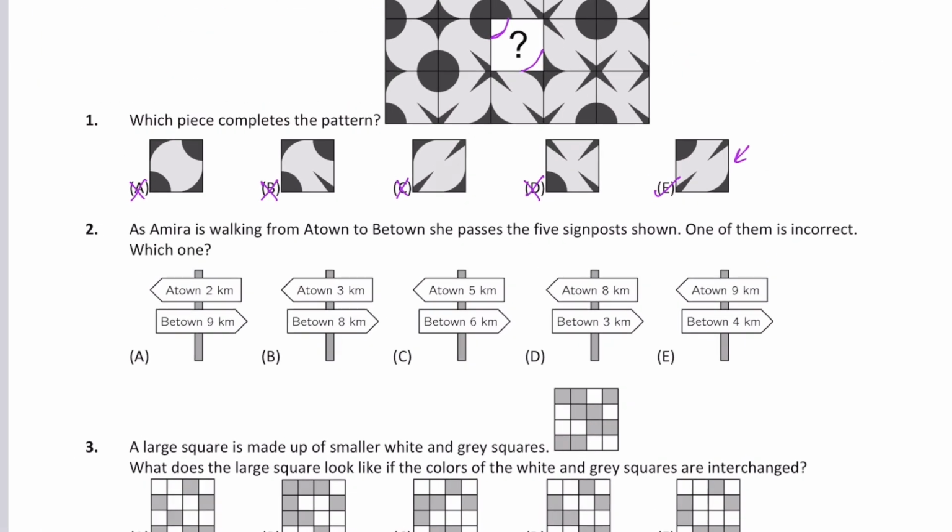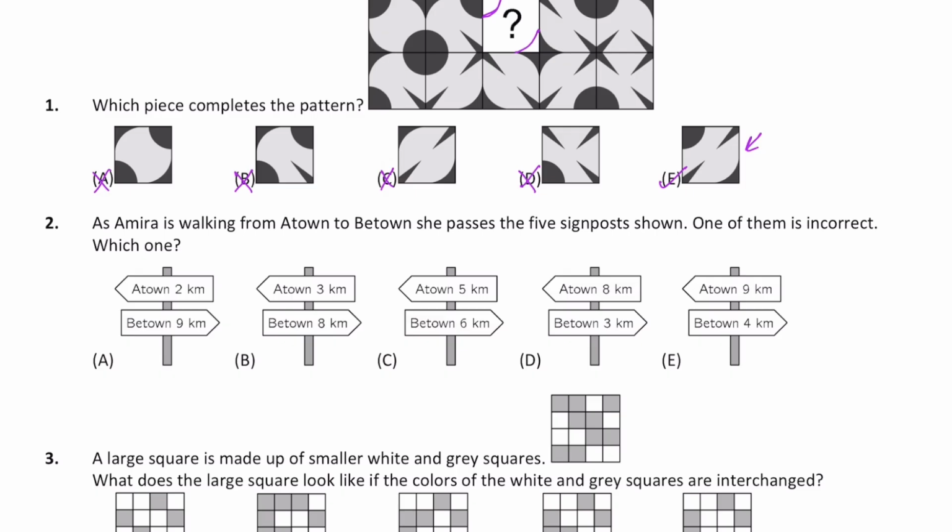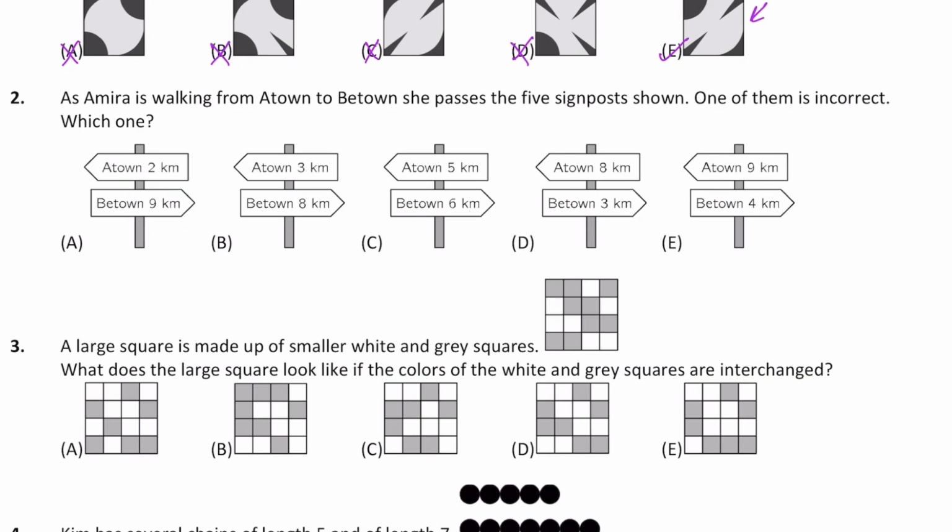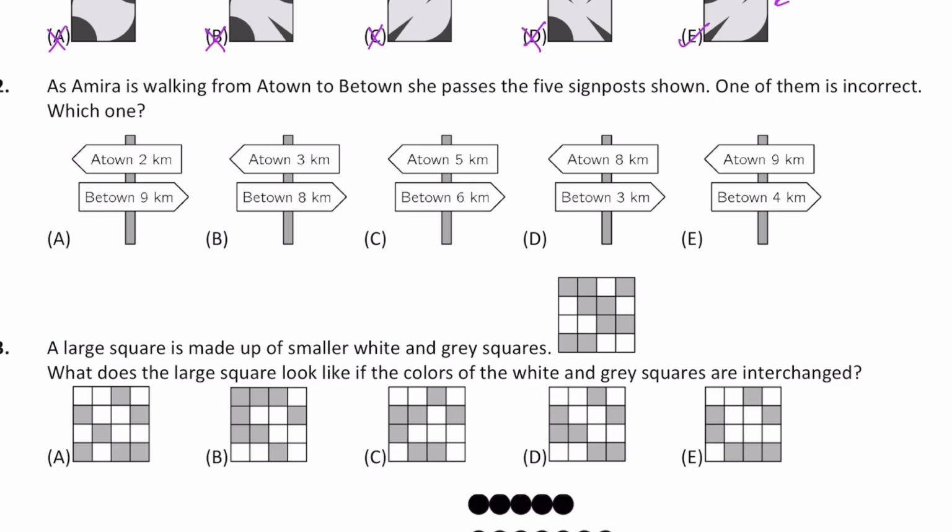Let's move on to question 2. As Amira is walking from A town to B town, she passes the 5 signal posts shown. One of them is incorrect. Which one? So let's figure out. So for this question, I would recommend that we take a look at this example.